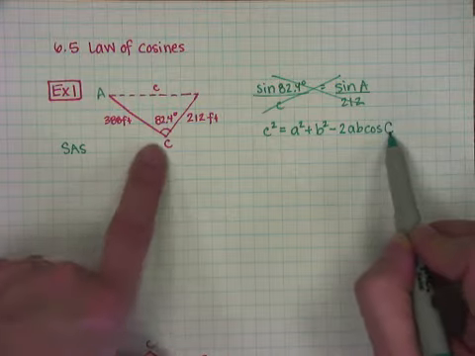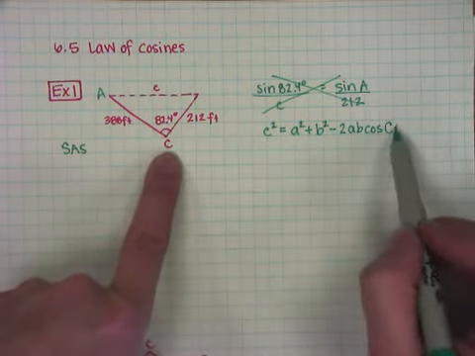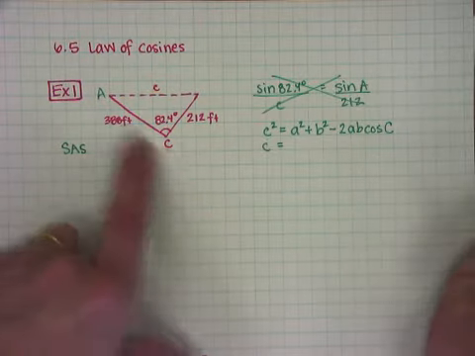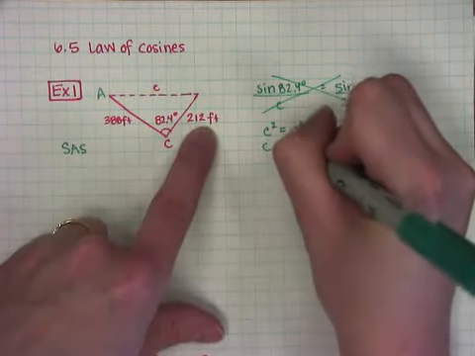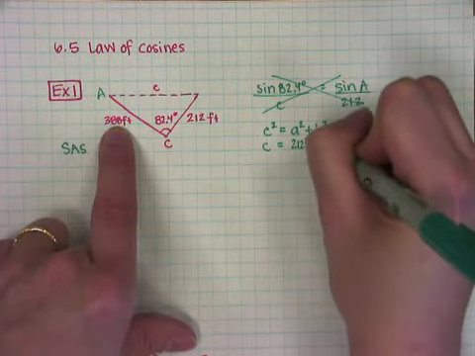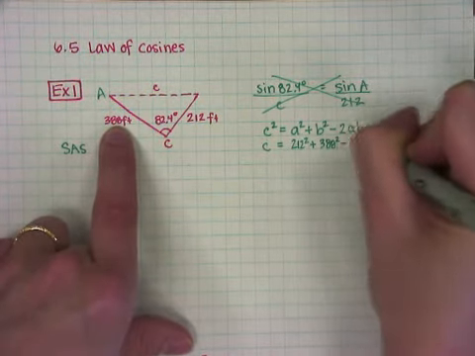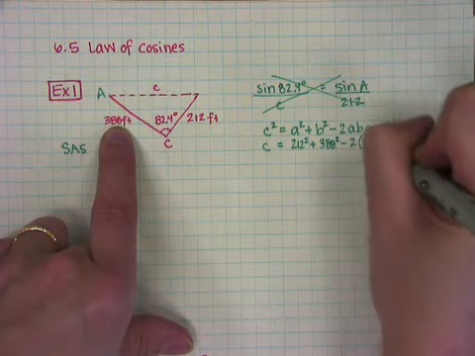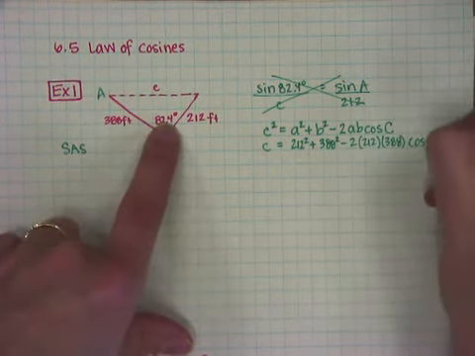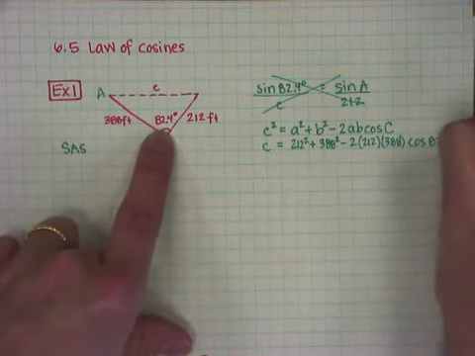Okay. So if I'm going to plug the information I've got into law of cosines, I would say c squared equals a squared, which is 212 squared, plus b squared, b is 388 squared, minus 2 times 212 times 388, cosine of my angle, which is 82.4 degrees.